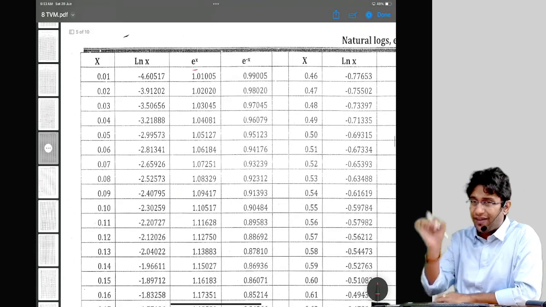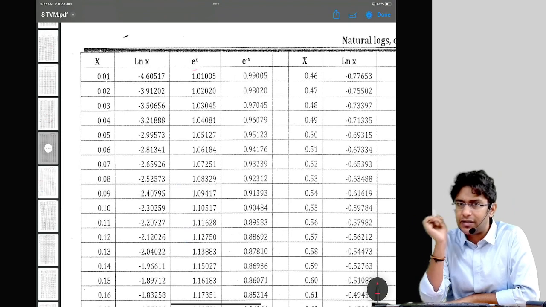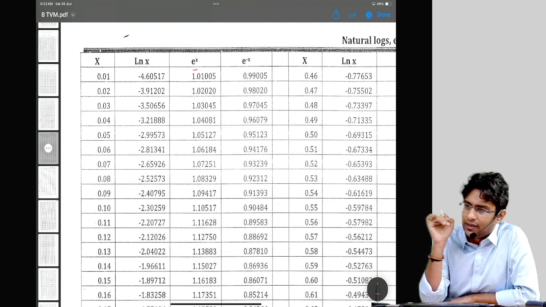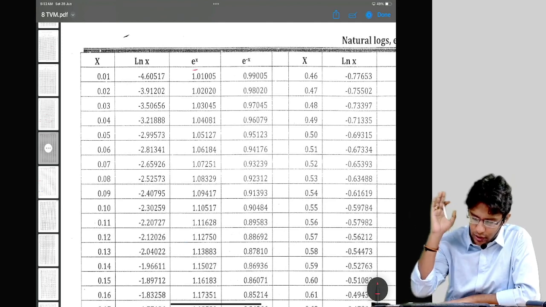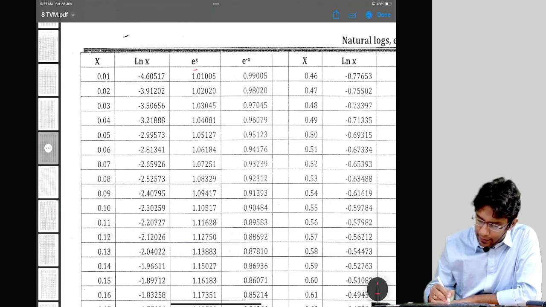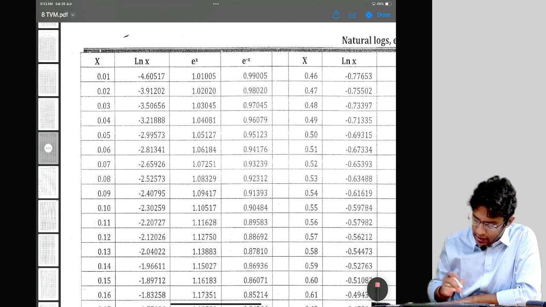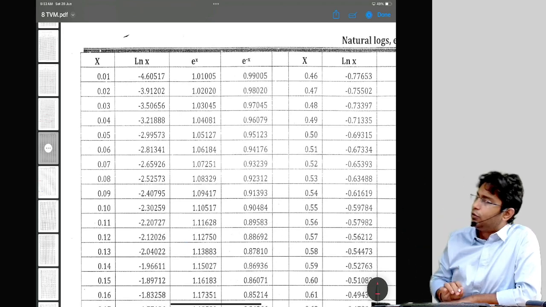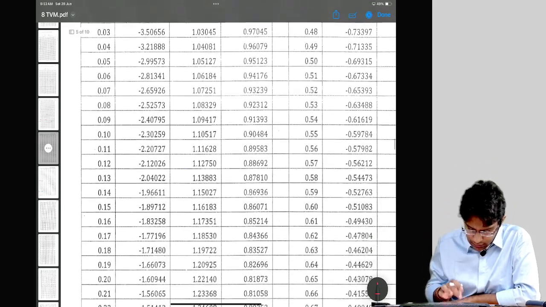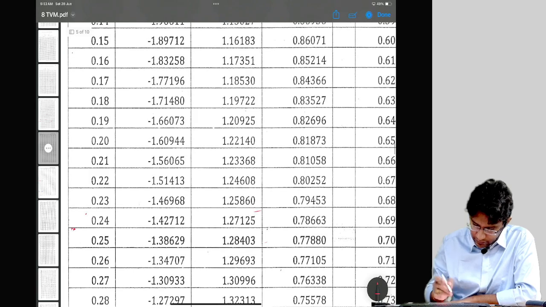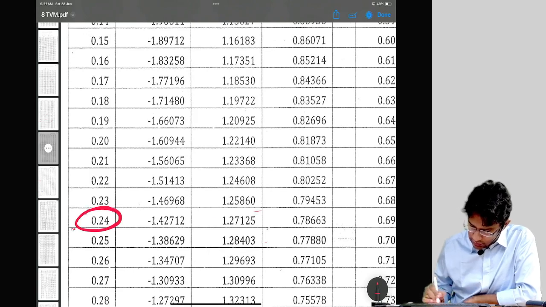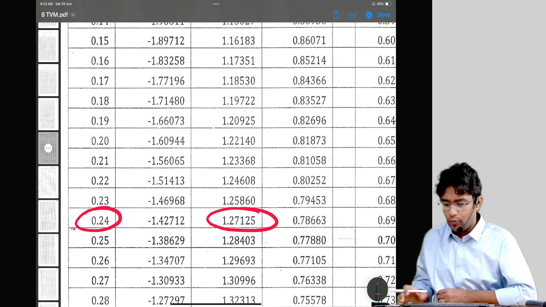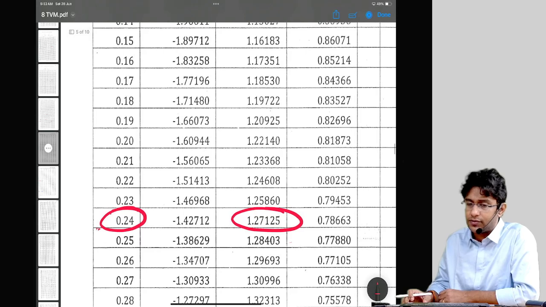There are columns of x, ln of x. ln means natural logarithm. What is the meaning of this? I will tell you at the right time, sir, while doing the Black-Scholes model in the derivatives chapter. Then e power x and e power minus x. Now we want e power 0.24. In the x column, wherever 0.24 is there, go search there. So 0.24 is here. $1.27125. That's how it is.